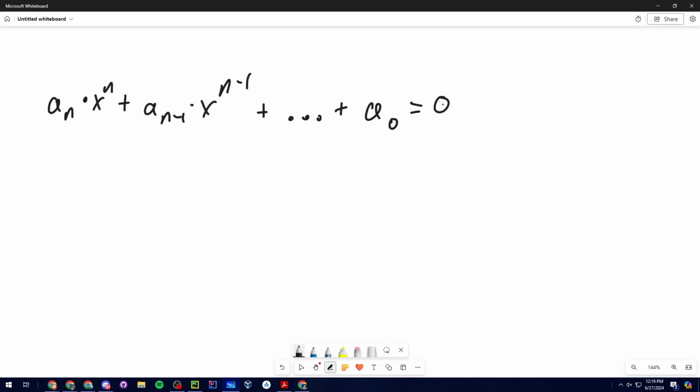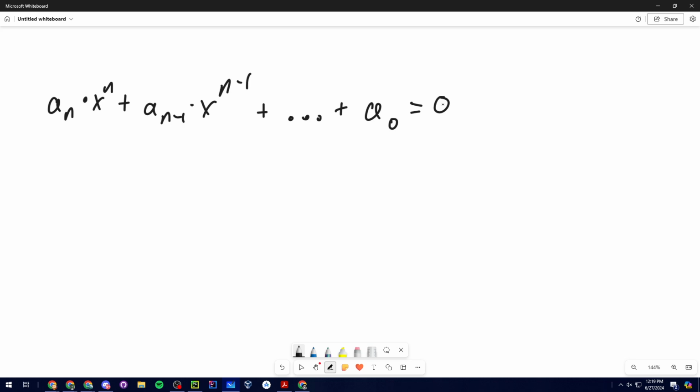So starting off, let's say we have the polynomial a sub n times x to the n plus a sub n minus 1 times x to the n minus 1, and this goes all the way on to a sub 0, and that's all equal to 0, right? So that's just a general polynomial definition. There's not much to it. That's just a given.